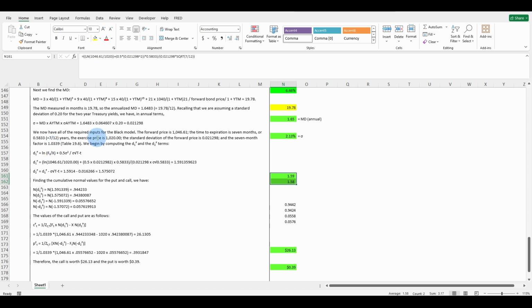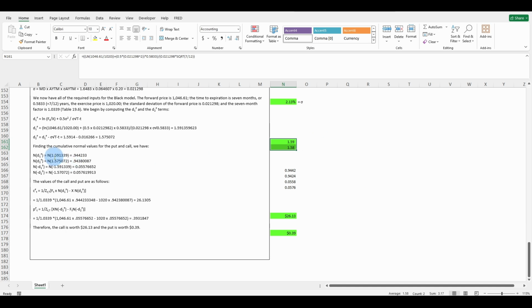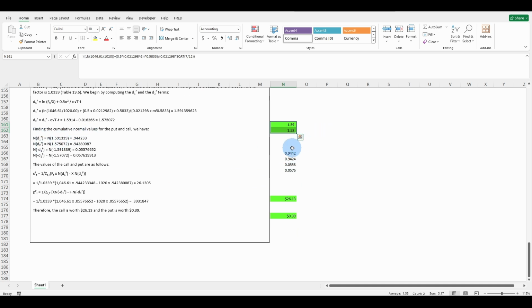We begin by computing the d1 and d2 terms, and we're going to plug and chug here. We get d1 of 1.59 and d2 of 1.57. Going to round those up. Then we find the cumulative normal values for the put and call. We have the normal of d1, so we have these numbers here. We're just going to use Excel, the norm.s.dist function. Notice norm.s.dist, don't use norm.dist. There are two different tools there.